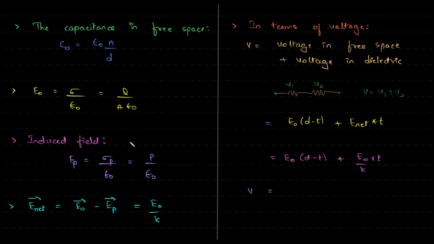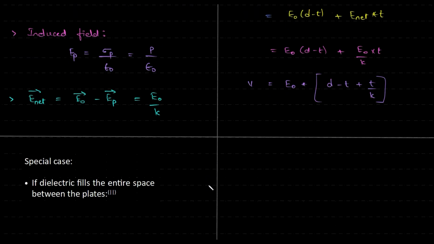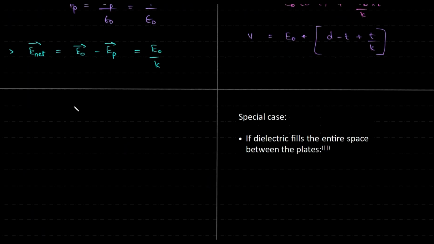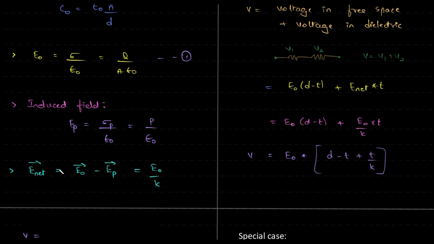so E naught as per here. Okay, let me take E naught first. Let me not confuse you guys. If I take E naught, I will be left with d minus t plus t by K. And then substitute E naught from 1. So from 1, just a second guys, I need to make some space. Okay, I got my space now. So from 1, what do we have? So V is equal to E naught, which is this expression, right?